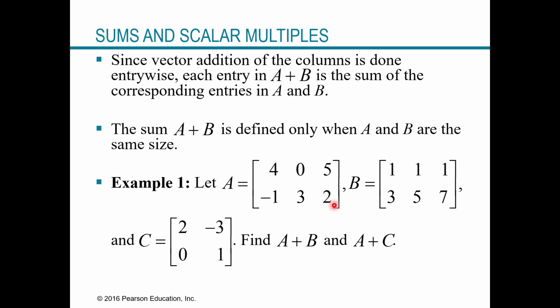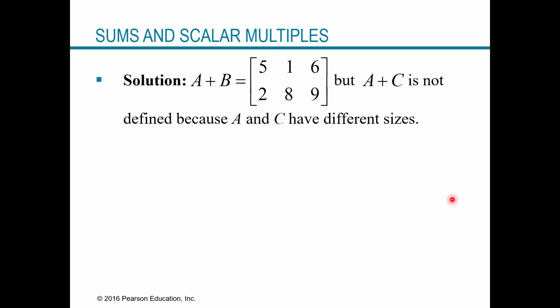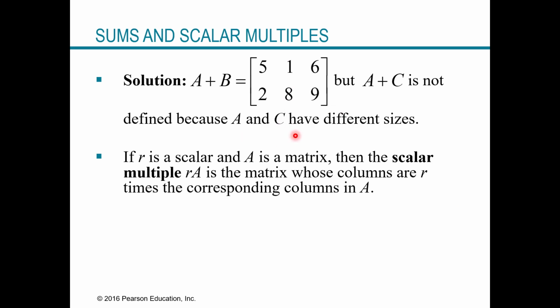Bottom right corner, we got 9 from adding 2 plus 7. You just add up all the corresponding entries. And then A and C cannot be added because they're different size matrices.